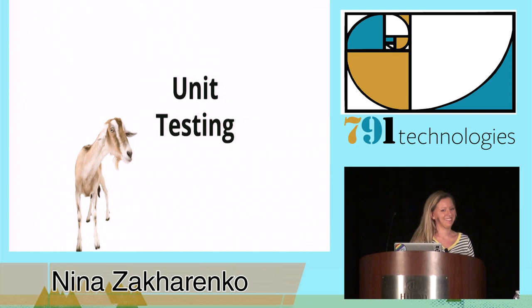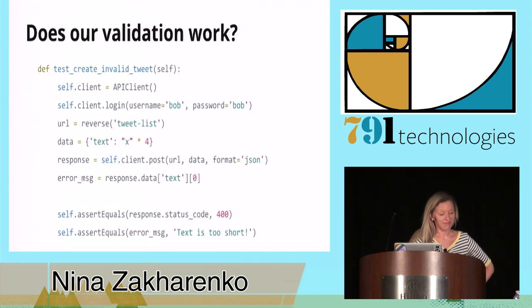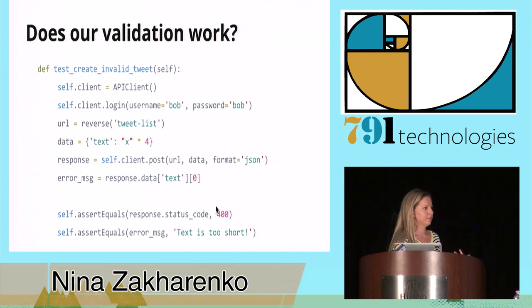Unit testing. Everyone loves the testing goat. It's important. So in our past few slides, we defined this field validator that makes sure that the tweet that someone is trying to submit is more than 5 characters or it's invalid. So here we're creating a test for that validator. And let's walk through it one by one and see what's going on.